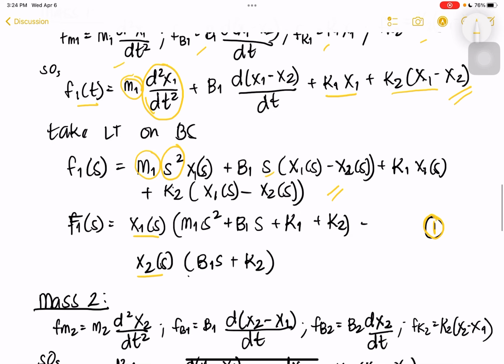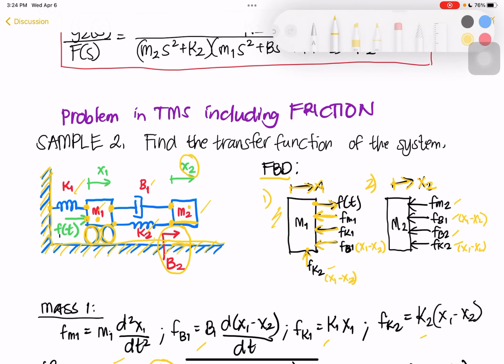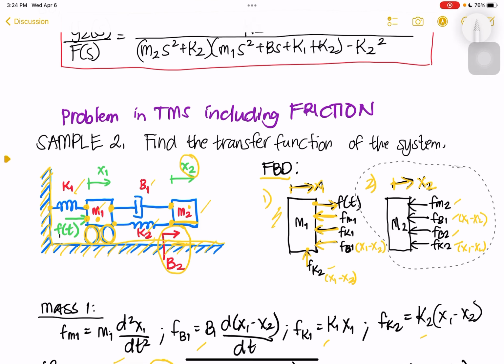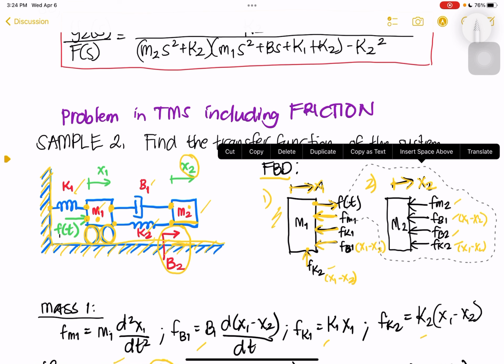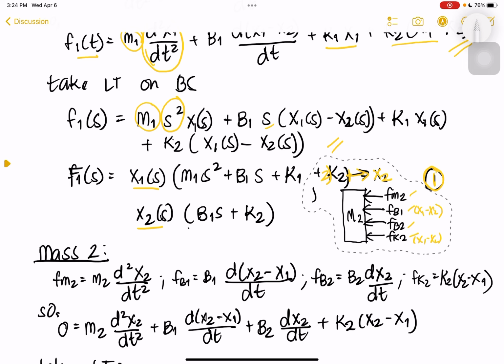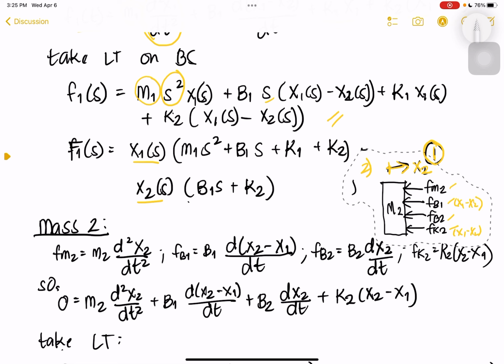Then for mass number 2, this is mass number 2. I'll just copy it to make the reference easier. So this is free body diagram number 2.